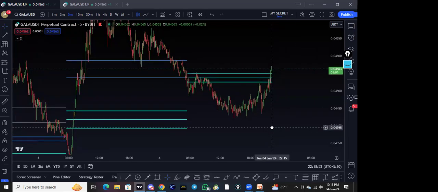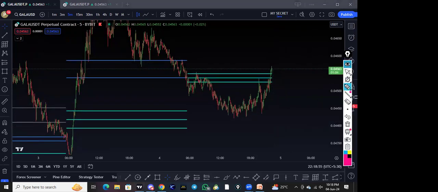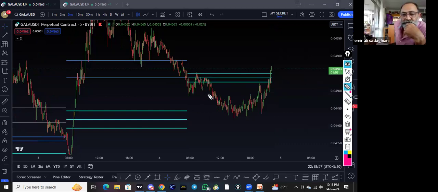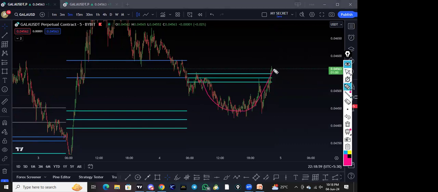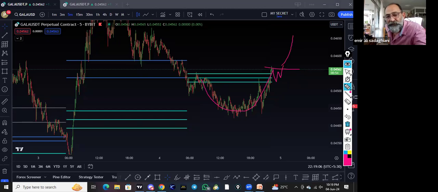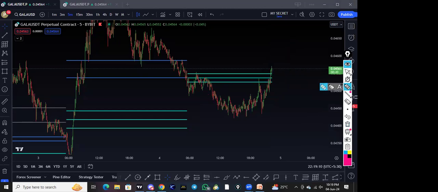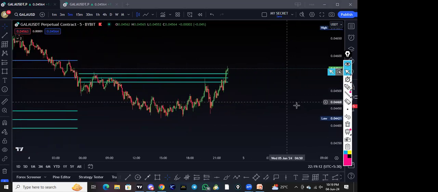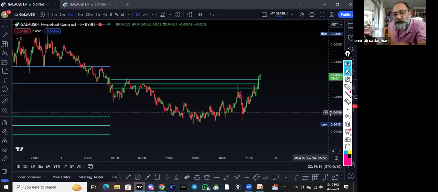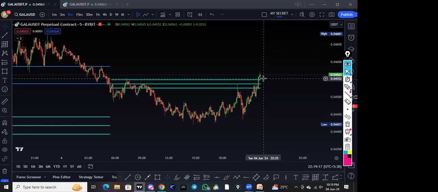This is a cup and handle pattern, sir. That's what I was thinking. Yeah, this is the cup and you should wait for a handle now, and after breakout, go for the trade. If you were in the trade now, would you add on here or later? I'll add it here itself.